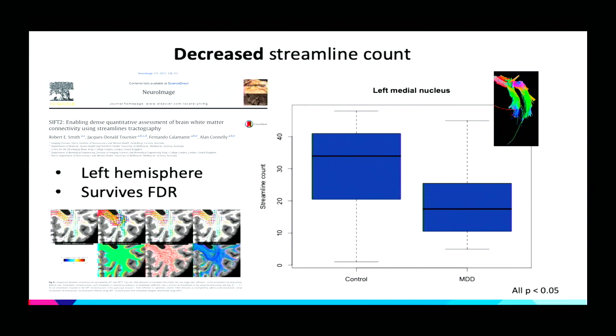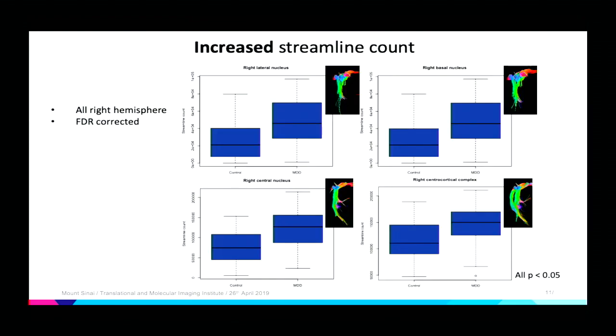One of the interesting things that we can do with this tractography method is we can apply a technique called spherical deconvolution-informed filtering of the tractograms, which removes streamlines that are very unlikely to be biologically relevant. So when we do that, we then are left with a streamline count that we can interpret as connection density. And what we saw in the left medial nucleus was that there was a decreased connection density in major depression. We also saw that there was an increased connection density in the left hemisphere at the lateral, basal, and central nuclei, and also the centrocortical complex.